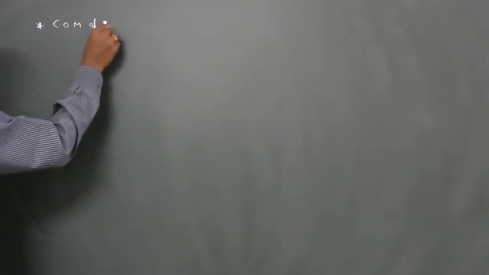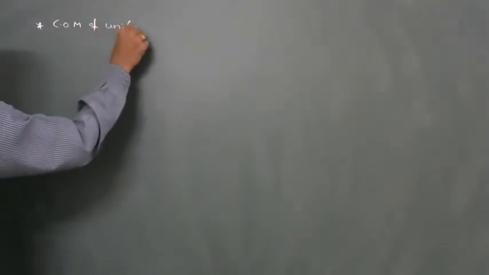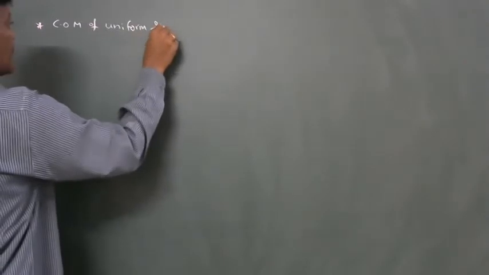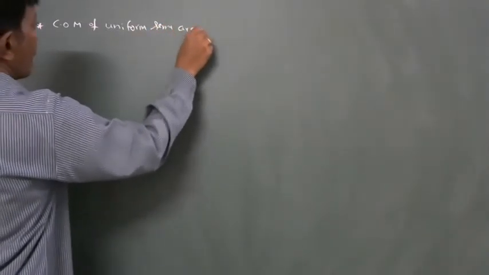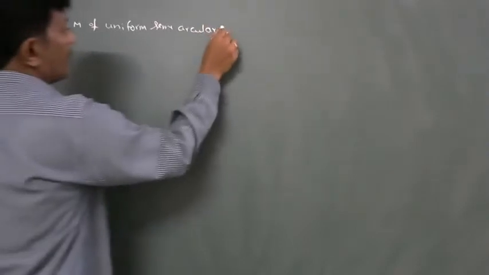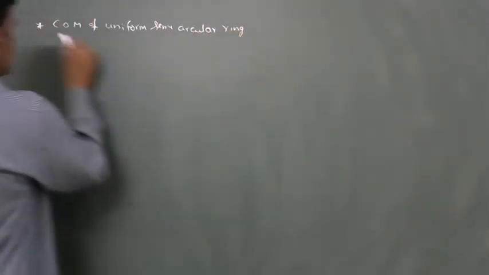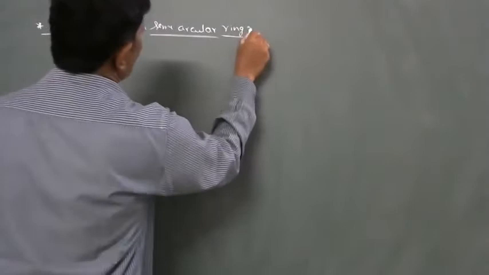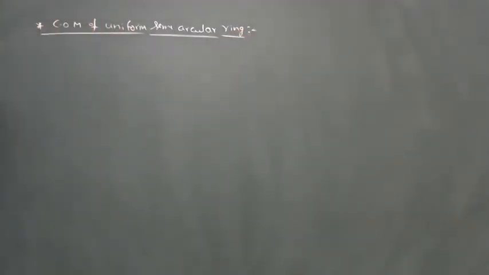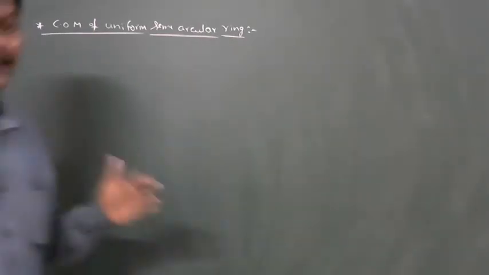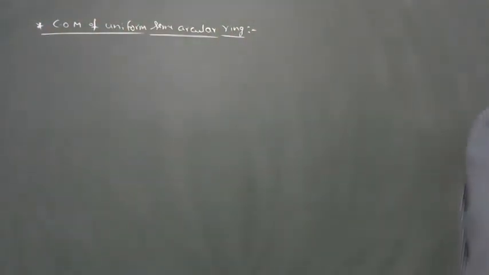Next, the center of mass of a uniform semicircular ring. Consider a semicircular ring of mass m and length L.